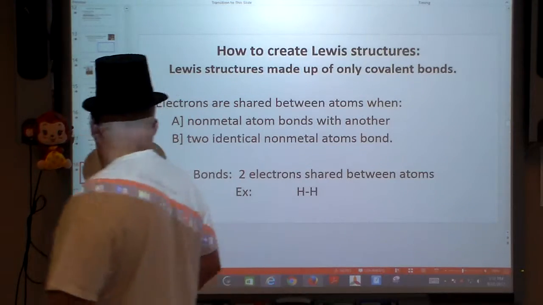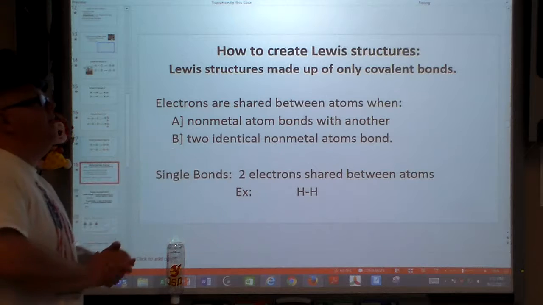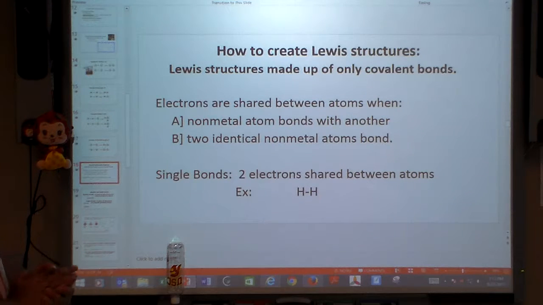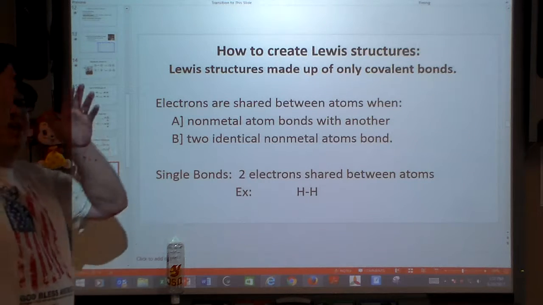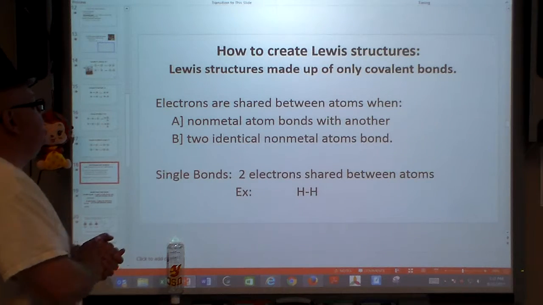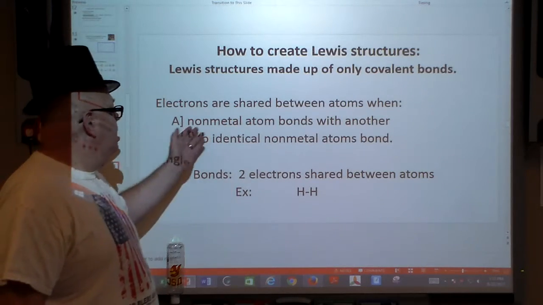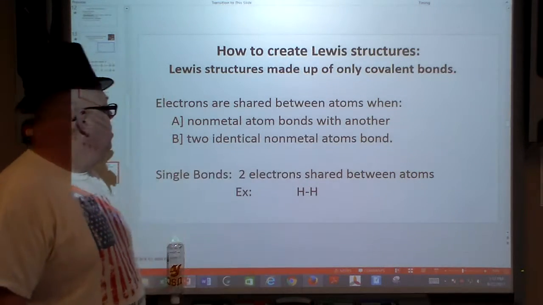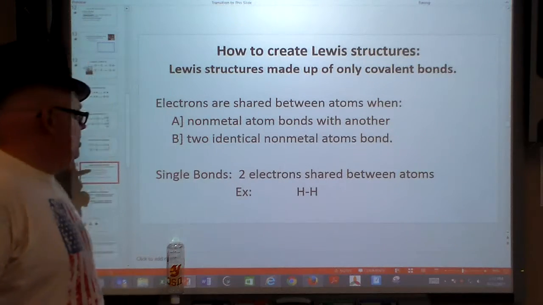Okay? Now, this goes into the instructions about how to create the Lewis structure. And again, Lewis structures really are made up only of covalent bonds. For what we are doing here in Gen Chem, electrons are shared between atoms when a non-metal atom bonds with another, or two identical non-metal atoms bond.